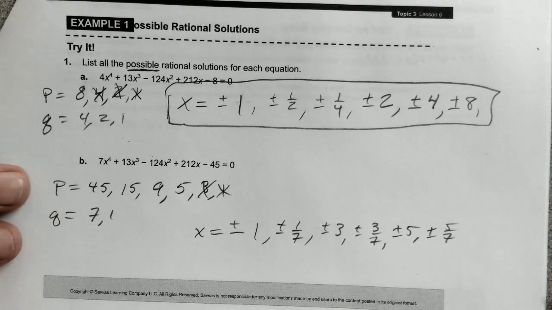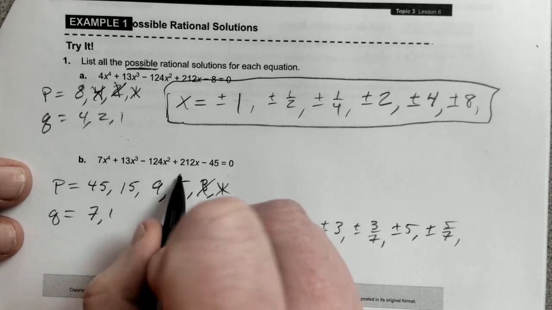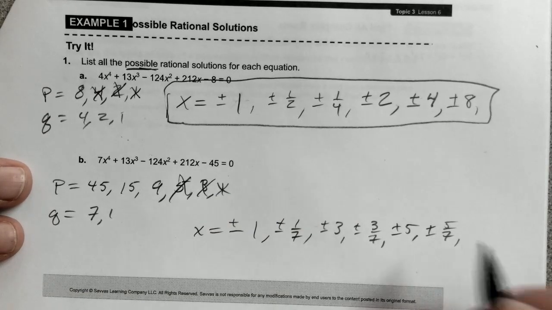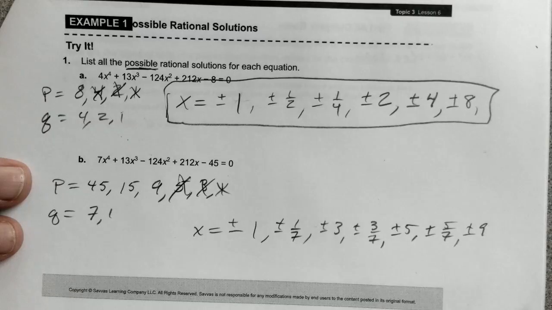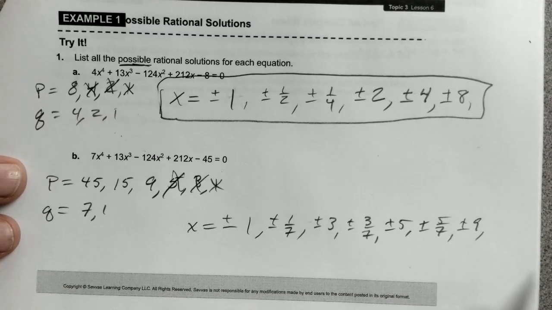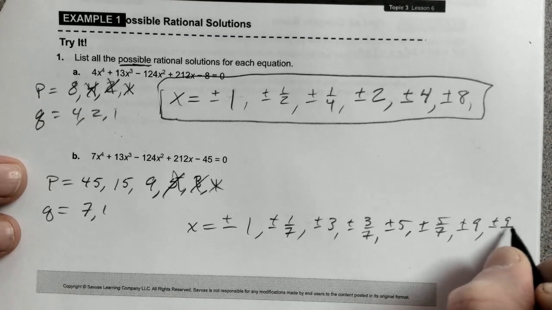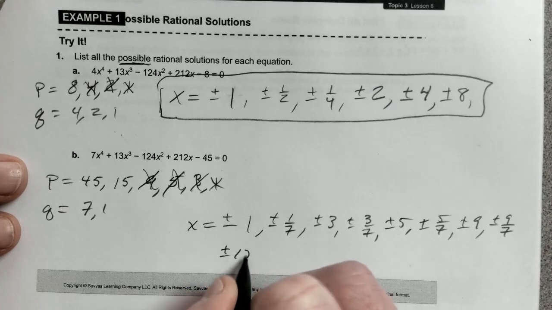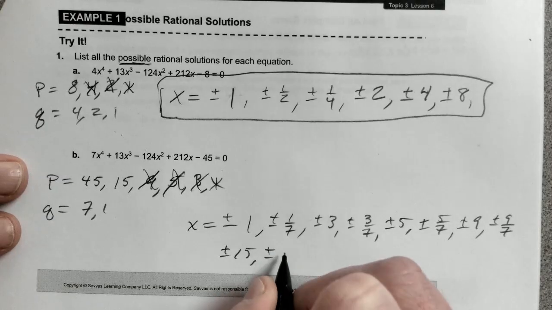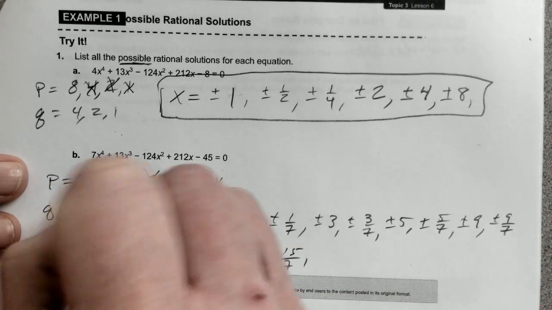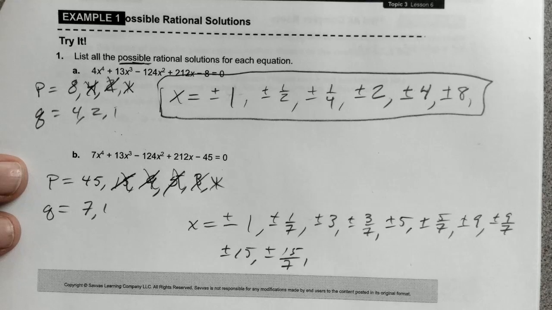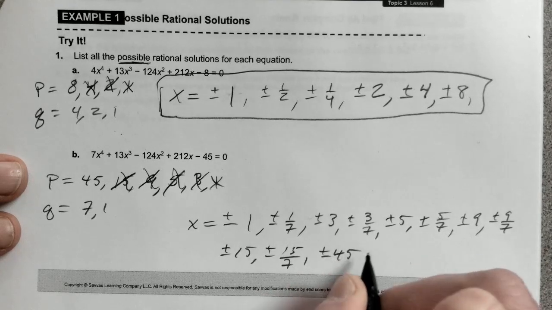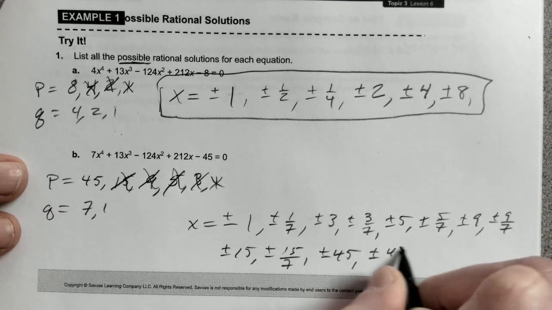Miranda, what's next? 9. Yep, 9 over 1 reduces to... Yep. What else? 9 over 7. So plus or minus 9 over 7. Alright, I'm all done with the 9s. Wyatt, what's next? Plus or minus 15. Let's go. What else? Plus or minus 15. Yeah, good. 15 over 7. Good job. Mia, what's next? 45. Yeah, that's right. Plus or minus 45. And then 45 over 7. Yeah, good. Plus or minus 45 over 7.